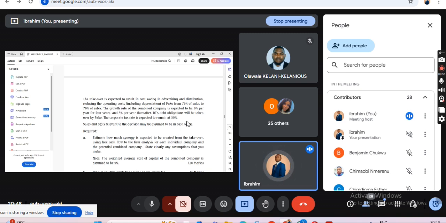RT debt obligation will be taken over by PACO. The corporate tax is expected to remain 30%. Sales and costs relevant to the decision may be assumed to be in cash terms. Assume to be in what? In cash terms. So quickly, suggested solution.